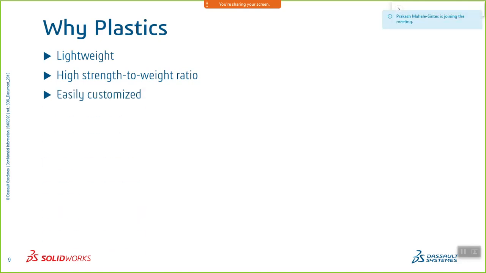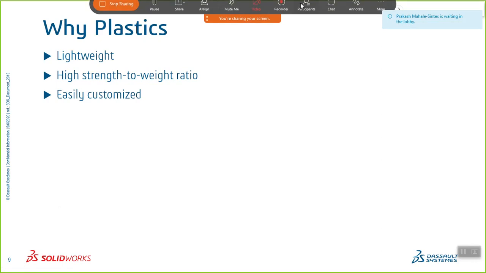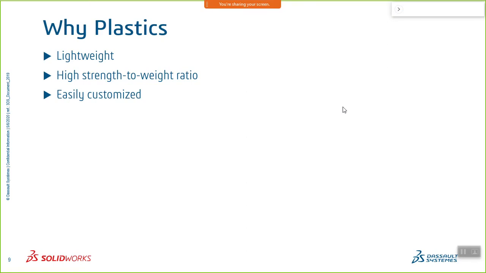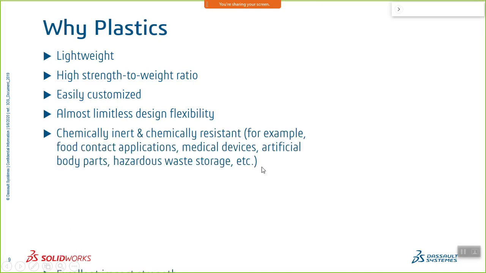Now one more interesting question. Why plastics? Right, so there are various materials available, starting from metals, non-metals, composites, etc. But why plastics? Because they are lightweight, they have a high strength to weight ratio, they can be easily customized, right? They can be given any form and shape. Then almost limitless design flexibility.